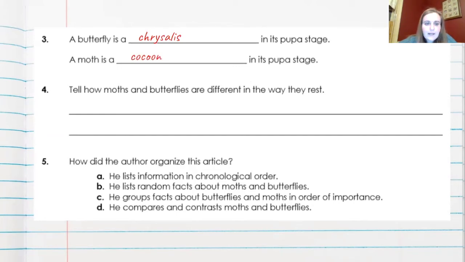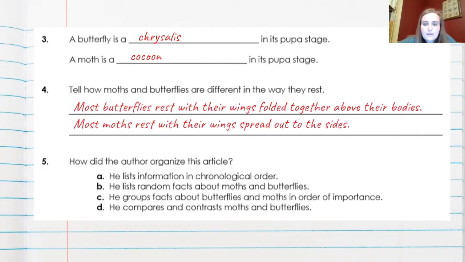Number 4, tell how moths and butterflies are different in the way they rest. Pause the video, look back at your graphic organizer, and get your answer written down. I'll tell you the answer in a second. All right. Most butterflies rest with their wings folded together above their bodies. Most moths rest with their wings spread out to the sides. So that's the different ways that they rest.